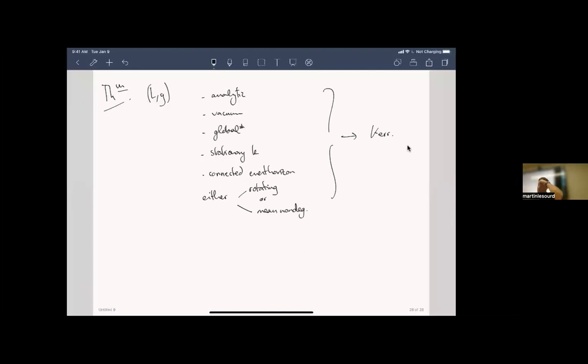Okay, so this is the best theorem we have when it comes to getting Kerr. These are the assumptions on the left. You have analyticity, vacuum, and some global conditions, which include all the things we've seen: asymptotically flat, conformal compactification, smooth, et cetera. You have a stationary Killing field, a connected event horizon, and then an extra technical assumption: it's either rotating or it's mean non-degenerate. Non-degenerate was the behavior of the surface gravity on the event horizon.